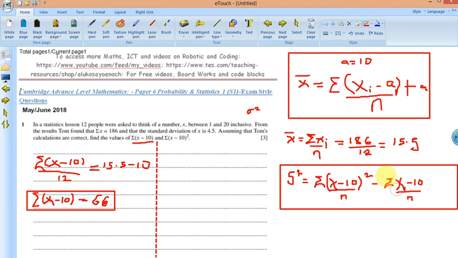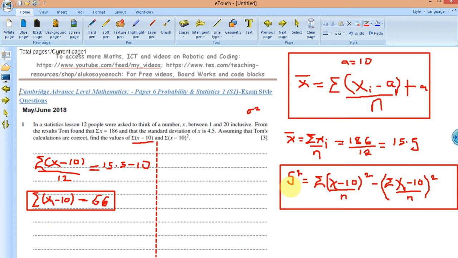So you can go ahead and square it now, all square. So that's what I'm going to use to compute my solution. Don't forget I have this already. I have summation x minus 10 to be 66, so this will be 66 square, something like that. Okay, let's get started now.